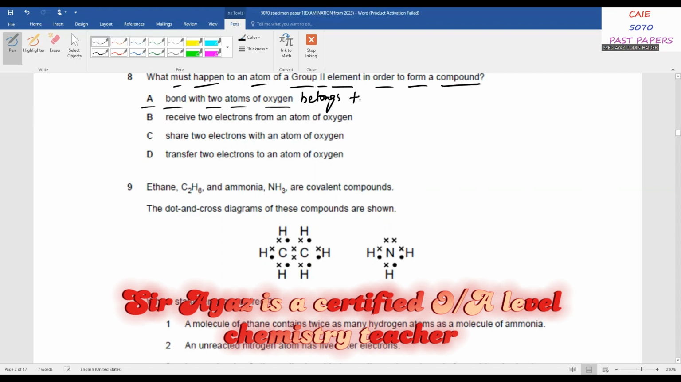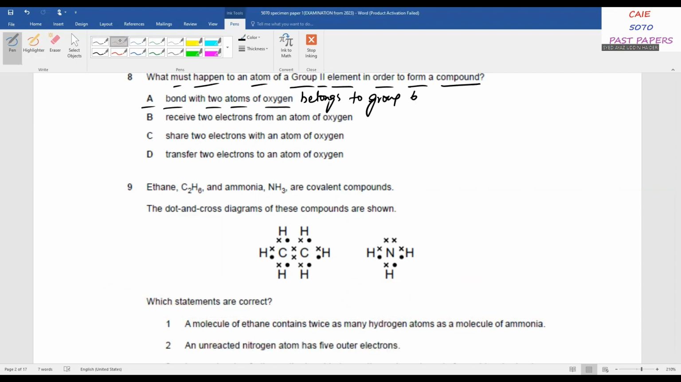6, which means it needs 2 electrons to complete its valence shell. So the group 2 element is losing 2 electrons, so it will bond only with 1 atom of oxygen. So this is incorrect. We read the B statement. B, receive 2 electrons from an atom of oxygen. It can't receive because it's a metal.